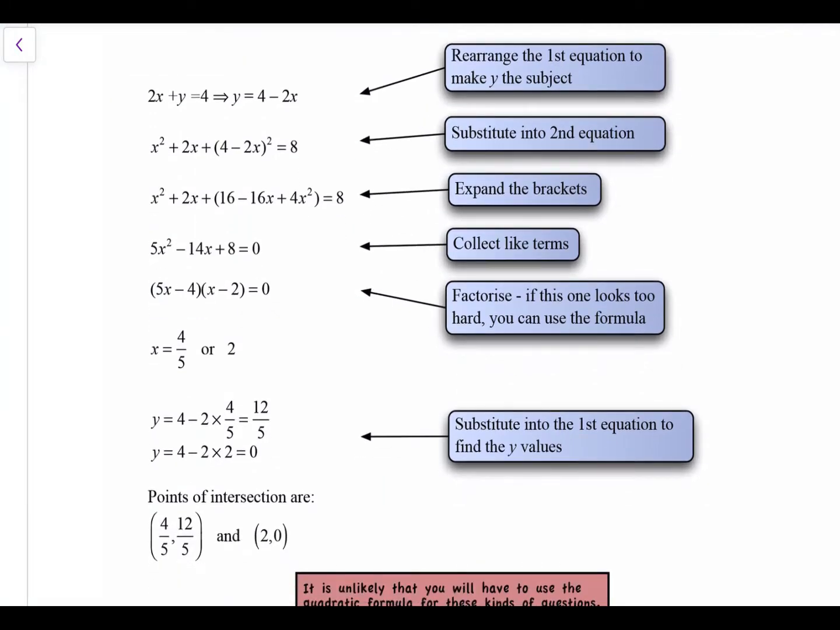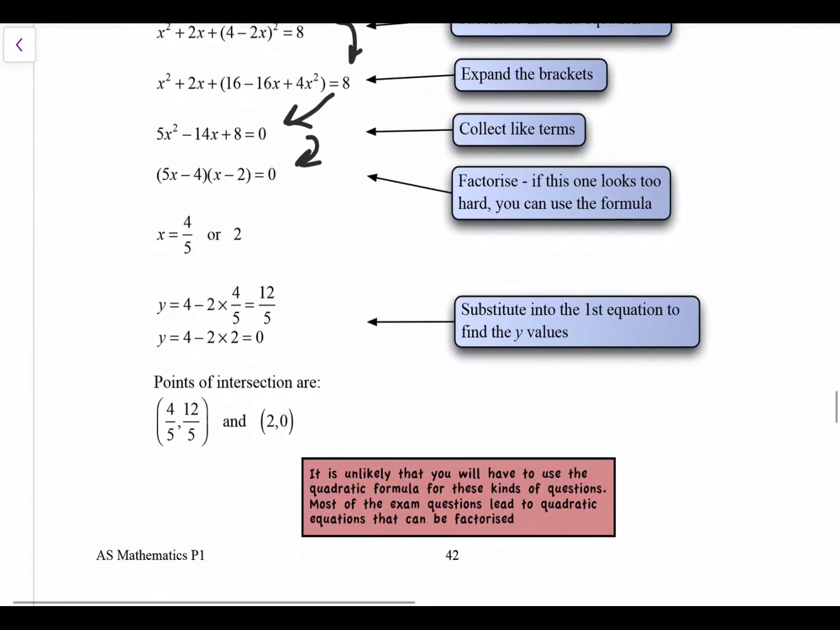Rearrange the equation of the line so y is the subject, and then substitute in that value for y into the equation of the circle, which again, with a bit of expanding and rearranging, leads us to a quadratic equation that factorizes nicely. We get the x values and then subsequently the y values and find those points of intersection.